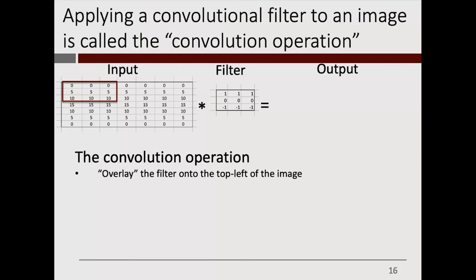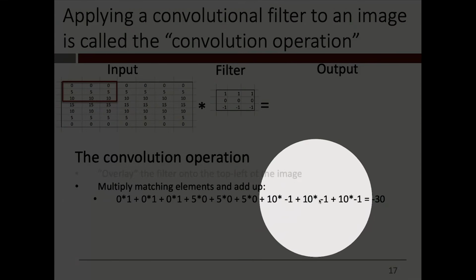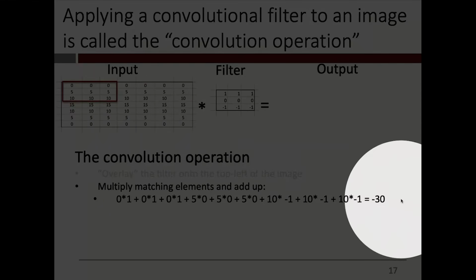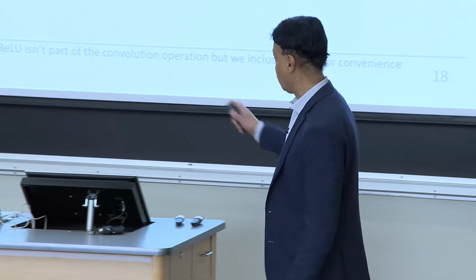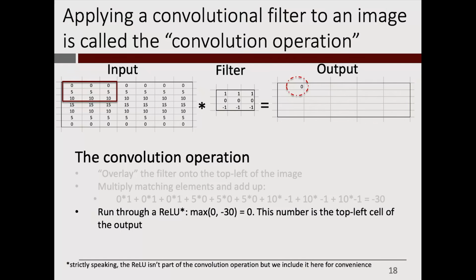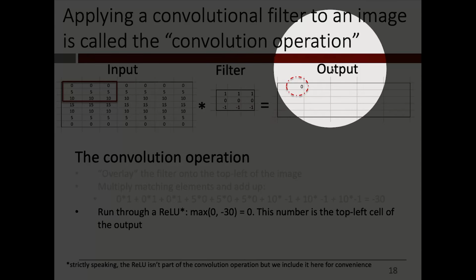And then what we do, once we overlay it, we literally just multiply all the matching numbers and add them up. Okay? You just multiply all the numbers and match them up, and you can confirm later on that the arithmetic I'm doing is actually accurate. Okay? And once you do that, you'll get some number. Right? And once you get that number, we go to our good old friend the ReLU, and then we just run it through a ReLU. Now, in this case, all that effort came to nothing because it's 0. That's okay. Okay, so 0. And this number becomes the top left cell of your output.